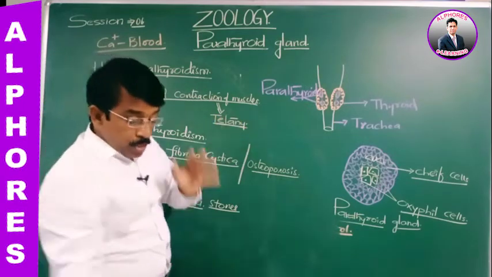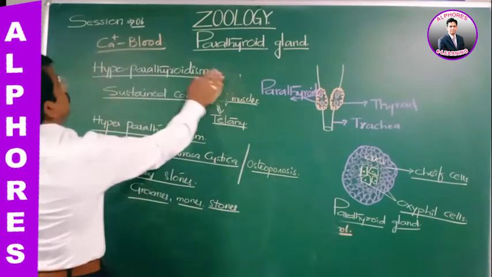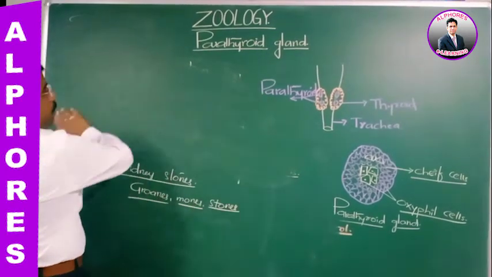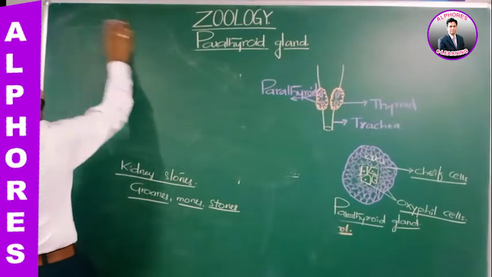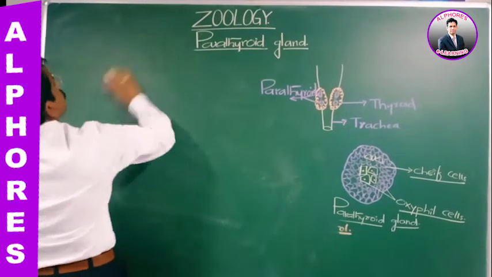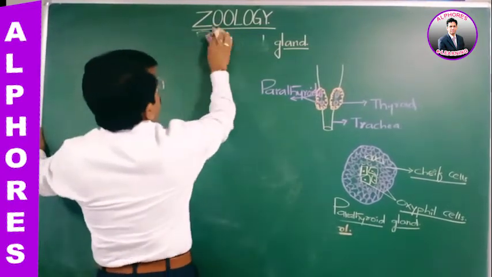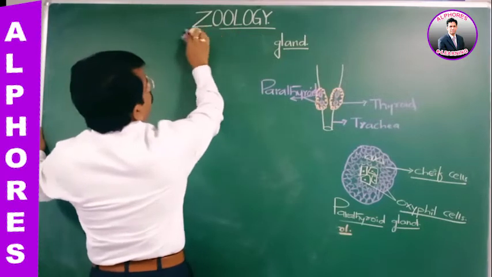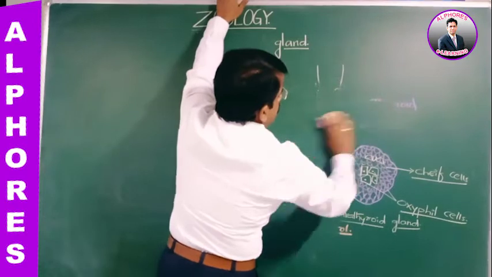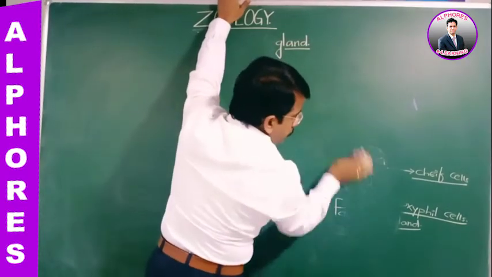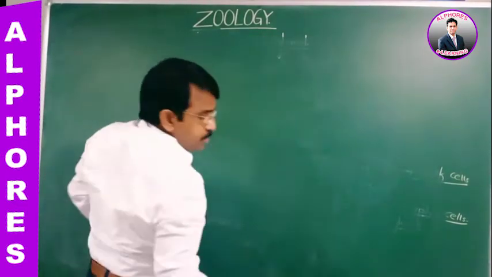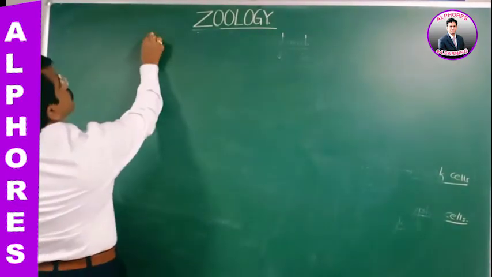Next, we'll move on to the thymus gland. The thymus gland is mesodermal in origin. We have just discussed that the kidneys, gonads, adrenal cortex as well as the thymus are of mesodermal origin. So that's what we'll discuss now. Thymus gland.